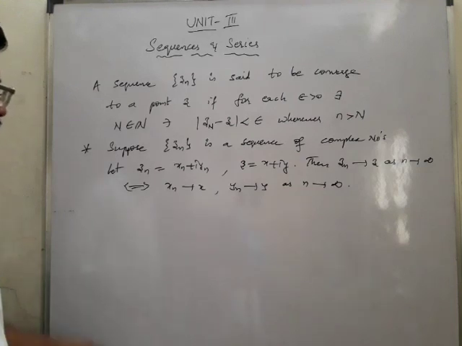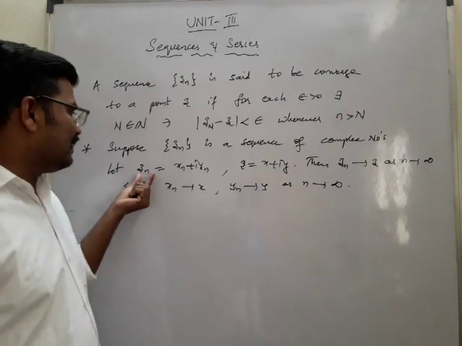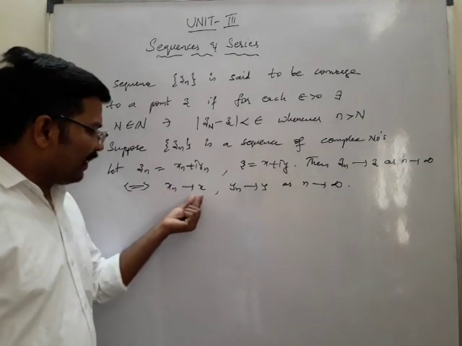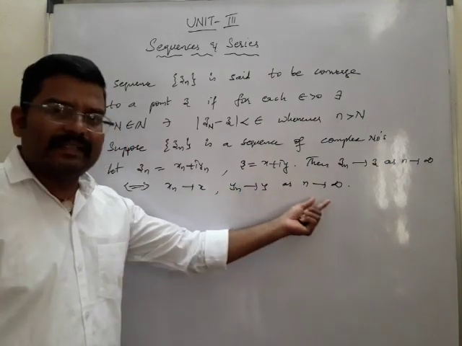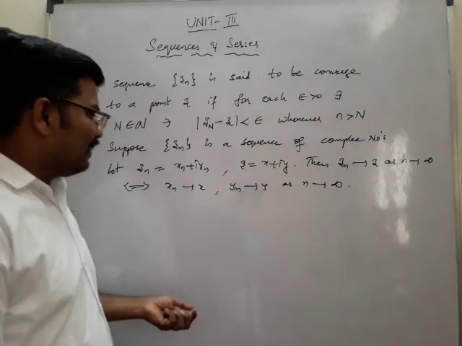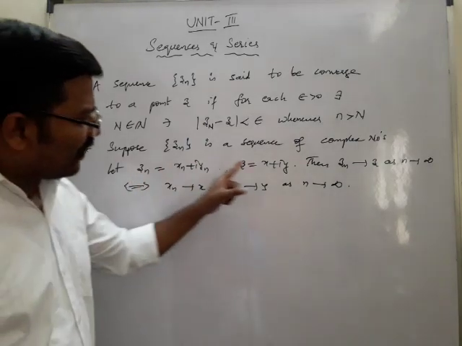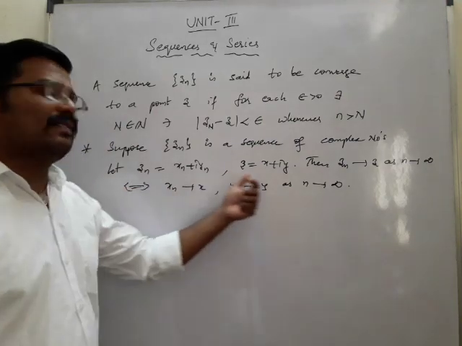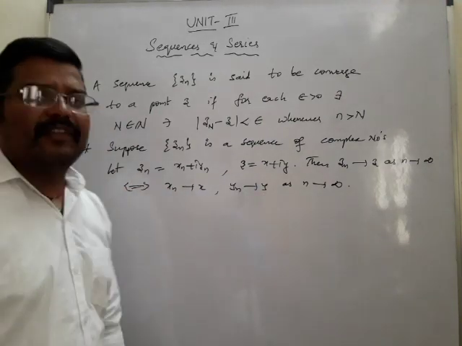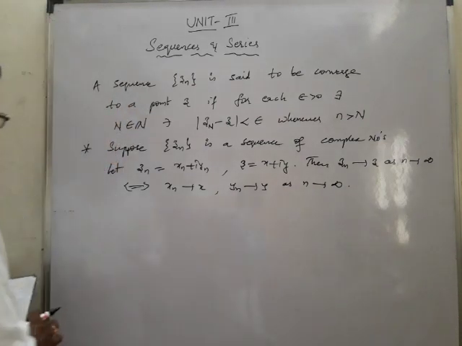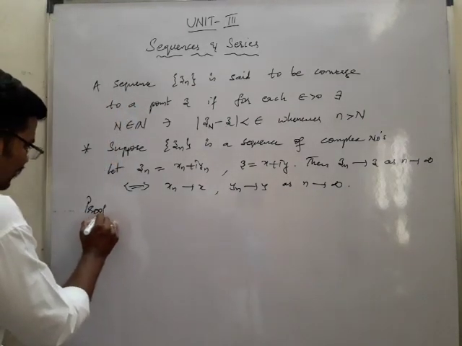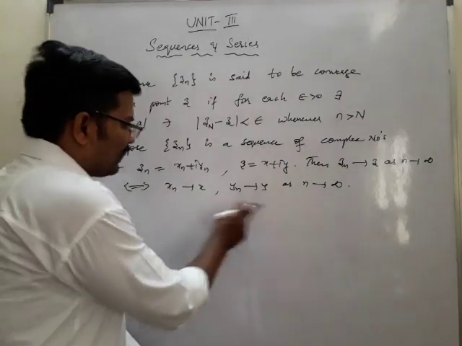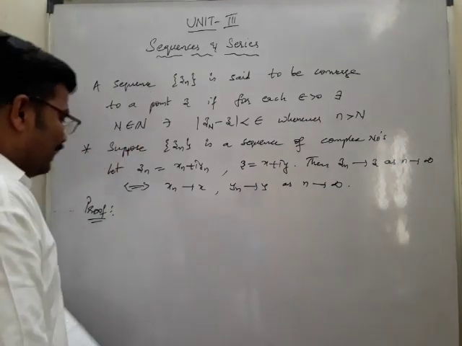Now we need to prove that limit n tends to infinity, Zn tends to z, in the similar fashion, by using xn tends to x and yn tends to y as n tends to infinity. If this is possible, then this is going to happen. Next we'll use this and try to prove that Zn tends to z. This is one small problem for 4 marks they will give. So, proof. First we'll write the definition of the limit, then we'll try to deduce this one.